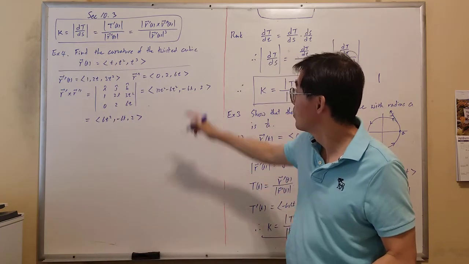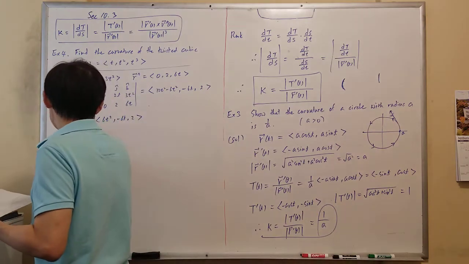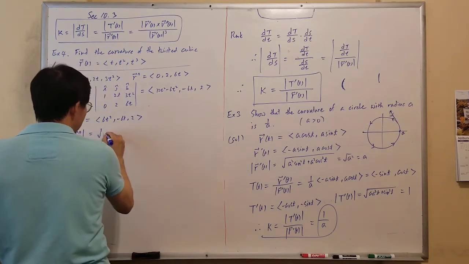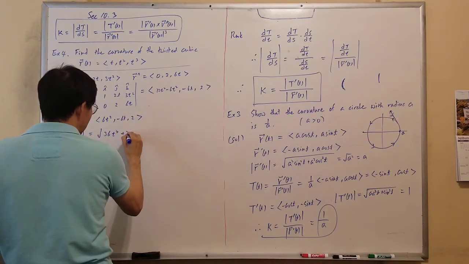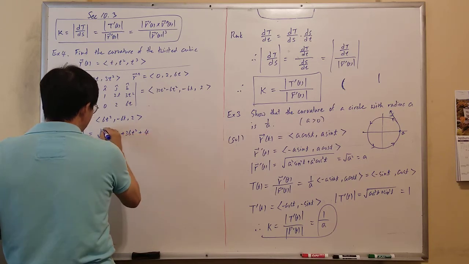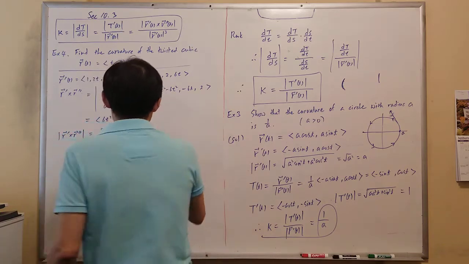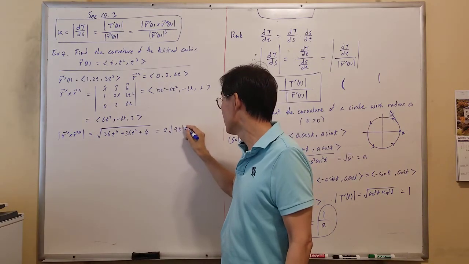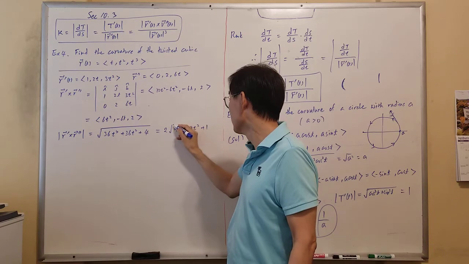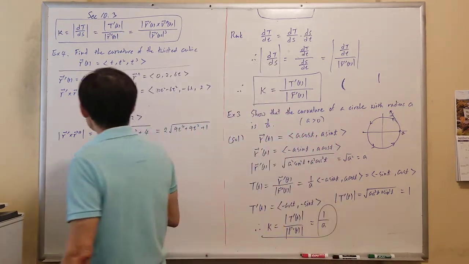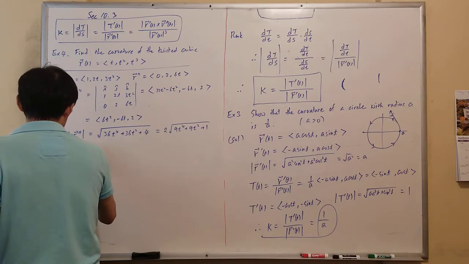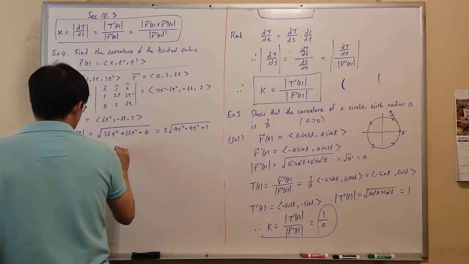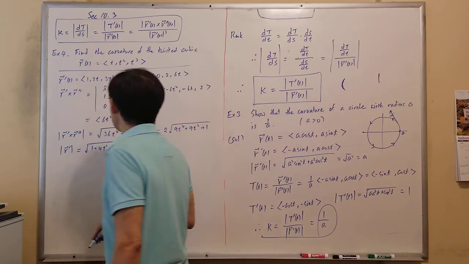Right? So we need the magnitude. The magnitude of r prime cross r double prime is the square root of this squared, which is 36t to the 4th, plus this squared, 36t squared, plus 4. If you factor out 4, the square root of 4 equals 2. If you want, you can write it as 9t to the fourth, 9t squared, plus 1. On the other hand, the magnitude of r prime is the square root of 1 plus 4t squared plus 9t to the fourth. Okay?